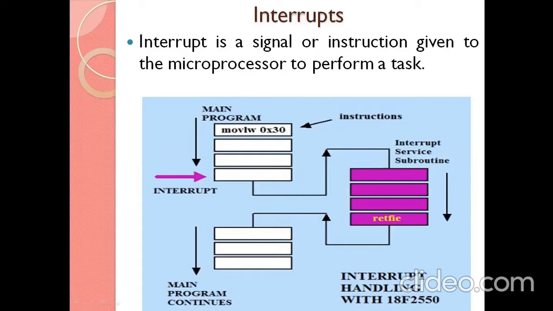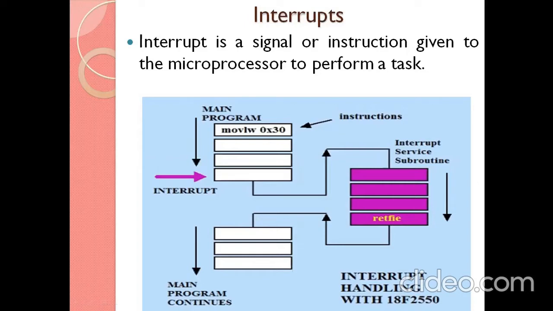What is meant by interrupt? Interrupt means it is a disturbance. Interrupt is a signal given to the microprocessor to perform a specific task, or an instruction given to the microprocessor to perform a task.